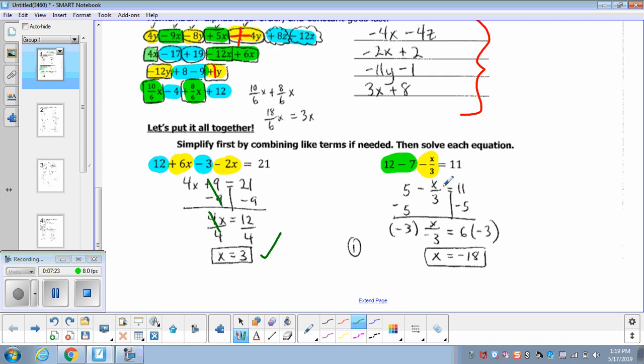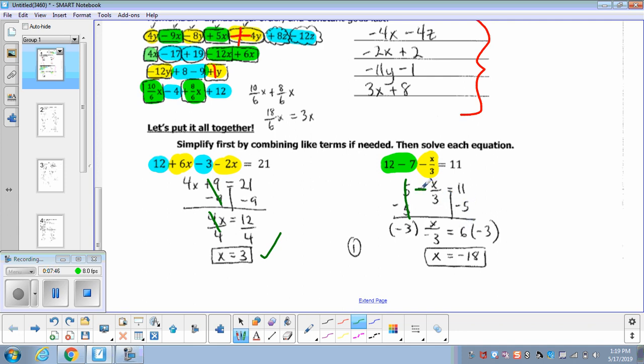All right. Now over here, let's take a look. We've got 12 minus 7, which can combine to be this 5. And there's nothing else we can combine with this, so I've got the minus x over 3. Now what we're going to do is recognize that we have a constant of 5. 5 minus 5 is 0. And so I'm left with this negative x over 3. And on this side, it's going to equal 6.